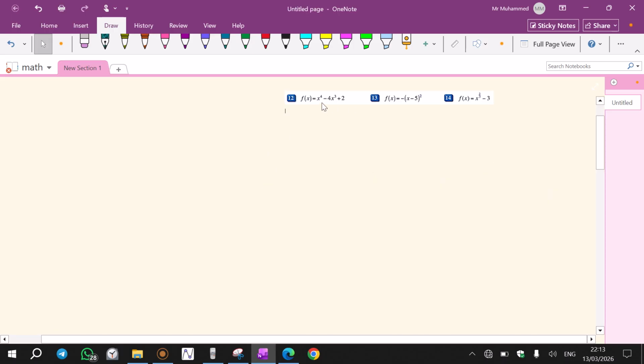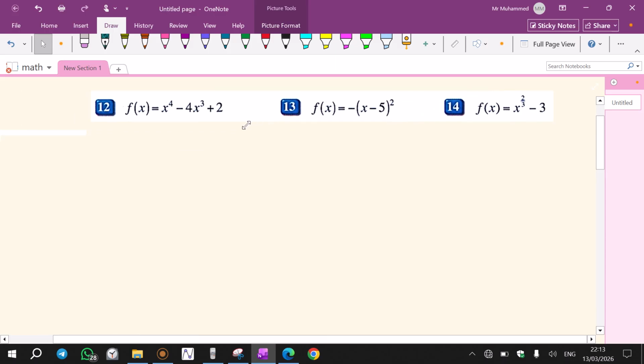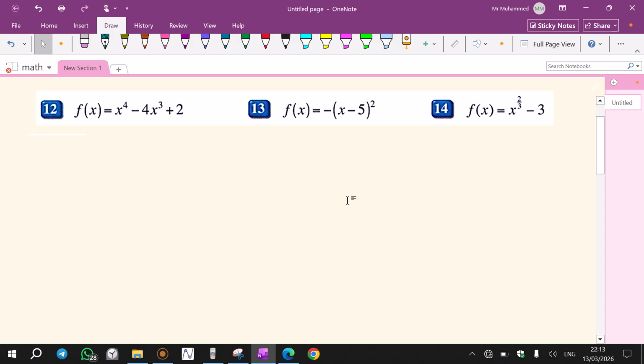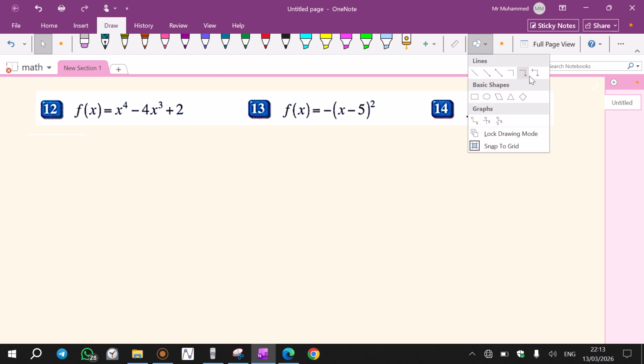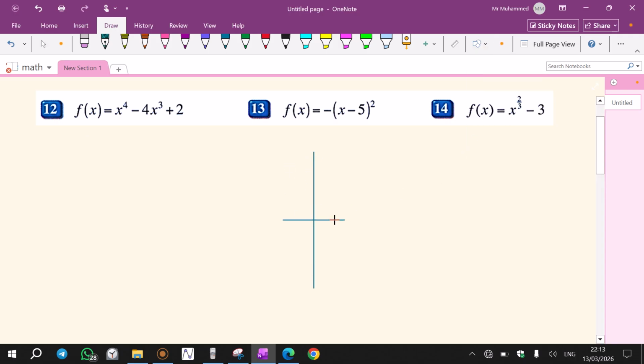Okay, now question 13. Solving this question graphically is the best way. Why? Because its graph is extremely easy. That is x minus 5, it's going to the right 5 steps, and there's a negative, so the graph is upside down. 1, 2, 3, 4, 5. The graph is here, went to the right 5 steps, and it is upside down.